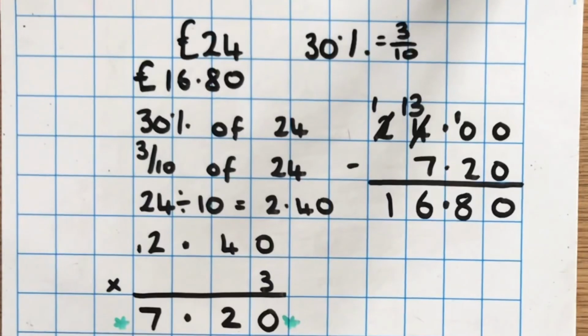£16.80. Okay, so to find any percentage of a number, you need to first of all convert the percentage to a fraction. Then you need to find the fraction of the number. Okay, so to find fractions of numbers, you divide by the denominator, which is the bottom number, and then you multiply by the numerator. Okay, if you're working out a reduced price, a discount, you need to take that away from the original price.